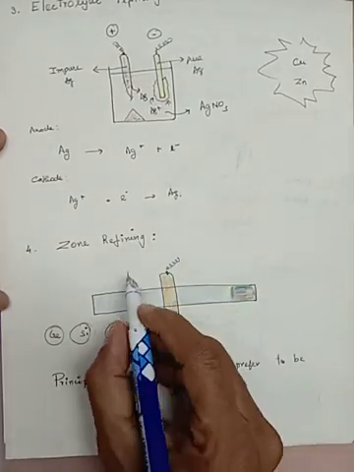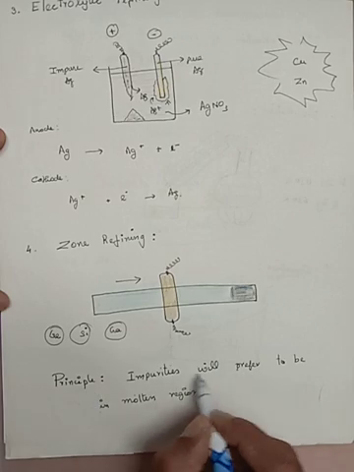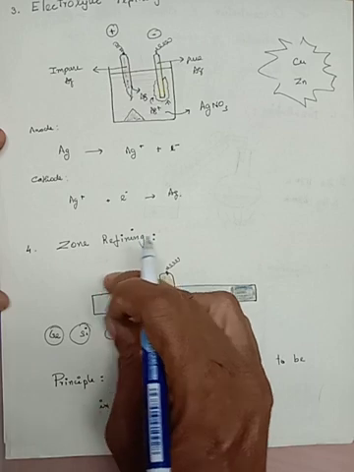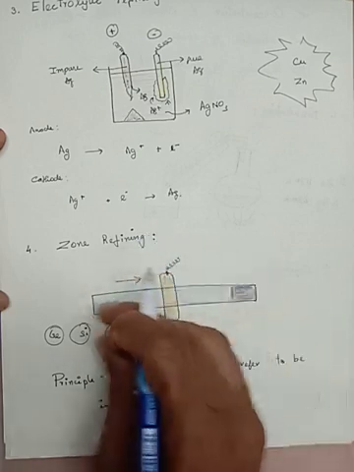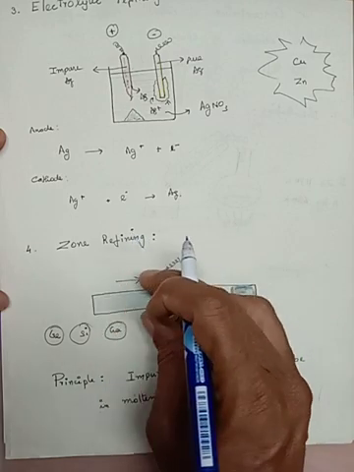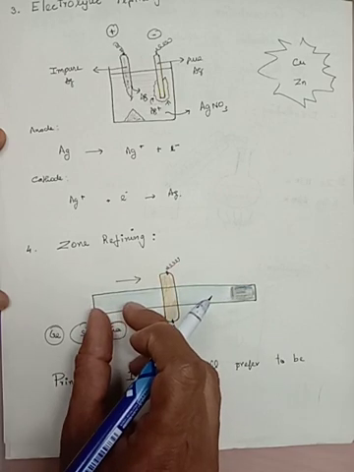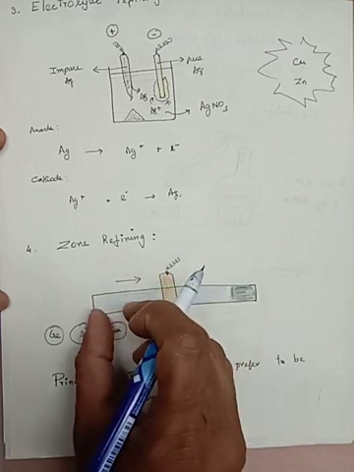When the rod is moved from left to right, what will happen? The principle that is applied here is impurities will prefer to be in the molten region. As it moves, it is very hot. This will melt this rod. Suppose germanium, it melts. So as it moves, this side will become cool. First it is hot here, as it moves, it becomes cool here.